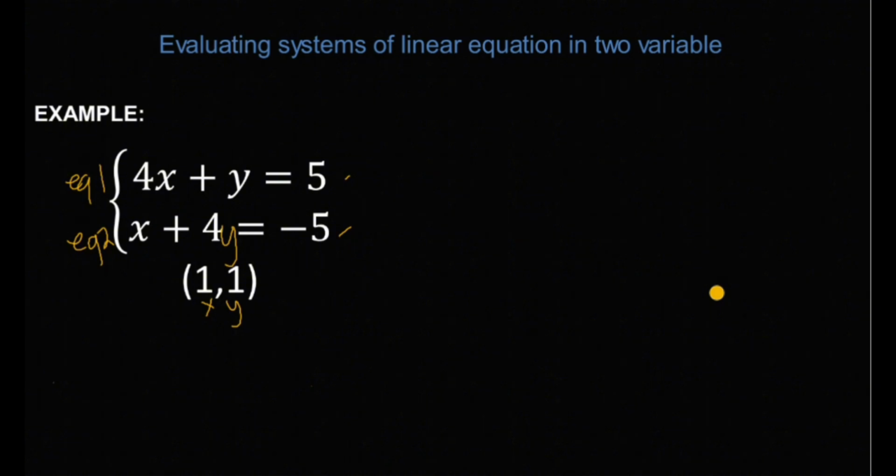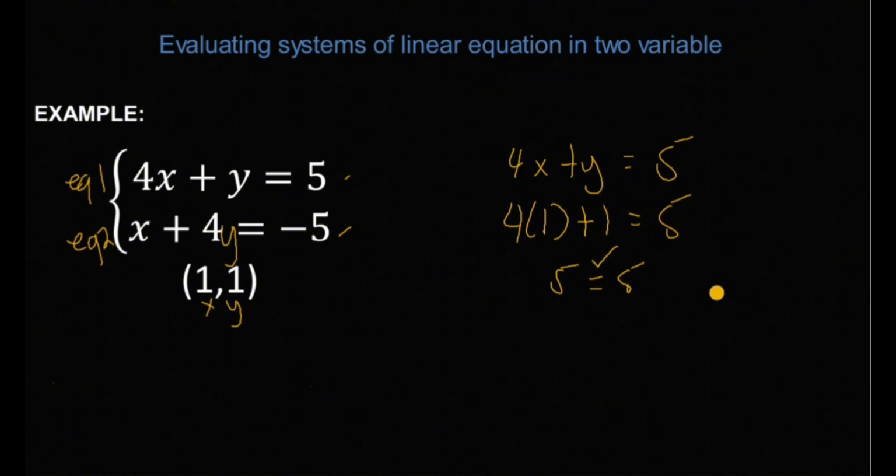First, let's substitute our point into your first equation. So we have 4x plus y is equal to 5. Substitute the values of x and y. So 4 times 1 plus 1 is equal to 5. 4 times 1 is 4, plus 1 is 5, is equal to 5, which is true.